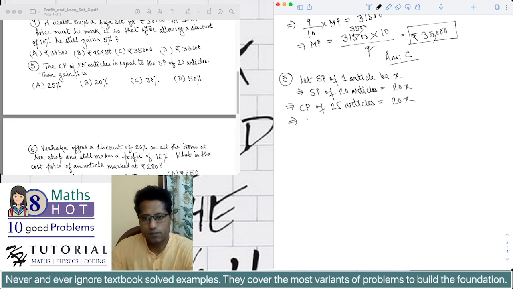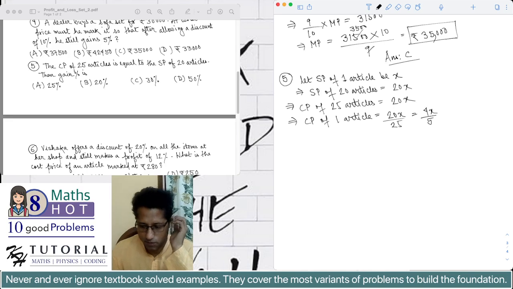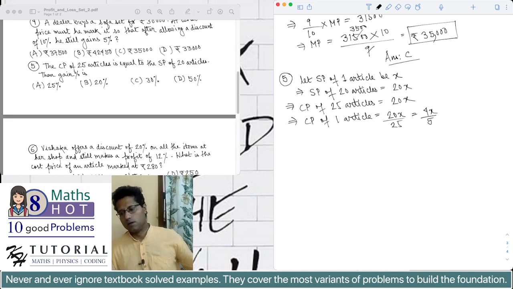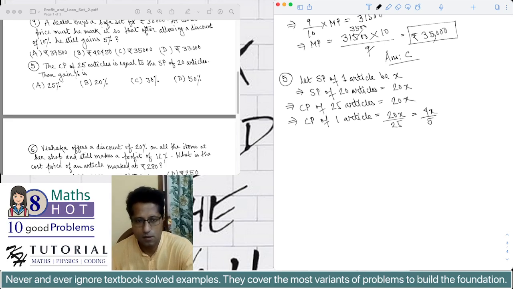This implies the cost price of one article is equal to 20x by 25, which is equal to 4x by 5. Now remember that in finding the percent of gain or loss, it does not matter how many articles you are considering for the selling price and cost price, but the number should be equal for the selling price and the cost price.